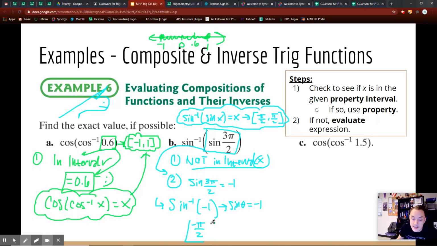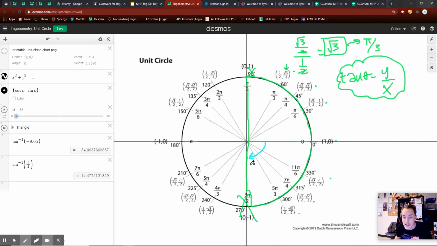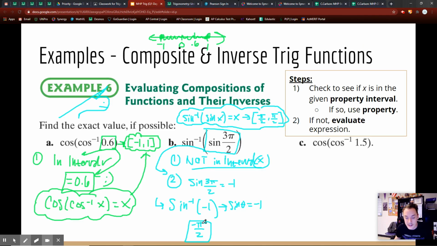Why? Because if you go back in the previous slides, you'll see that on the unit circle, negative pi over 2 is right here. So it goes down, and this is not just 3 pi over 2, but this is negative pi over 2 right here. Okay? Negative pi over 2 and 3 pi over 2 are the exact same thing. So instead of using 3 pi over 2, you change the interval to make it negative pi over 2 so that it can fit. So this is my angle measure. Theta equals this. Okay, that's what we're trying to find.